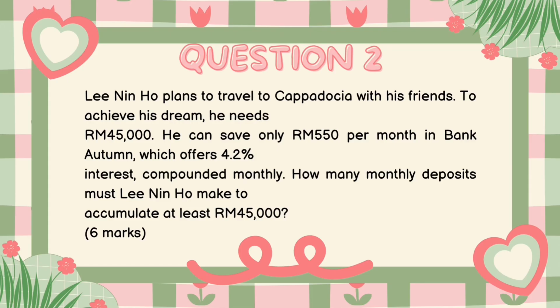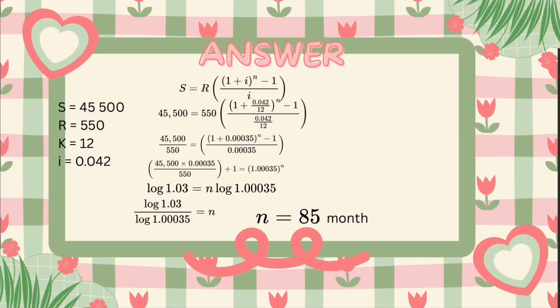We will use S formula. S equal to R 1 plus I power of n minus 1 over I. So S equal to 45,500, R equal to 550, and K equal to 12, I equal to 0.042. Now we replace the information into the equation. When we calculate, we will get 85 months.